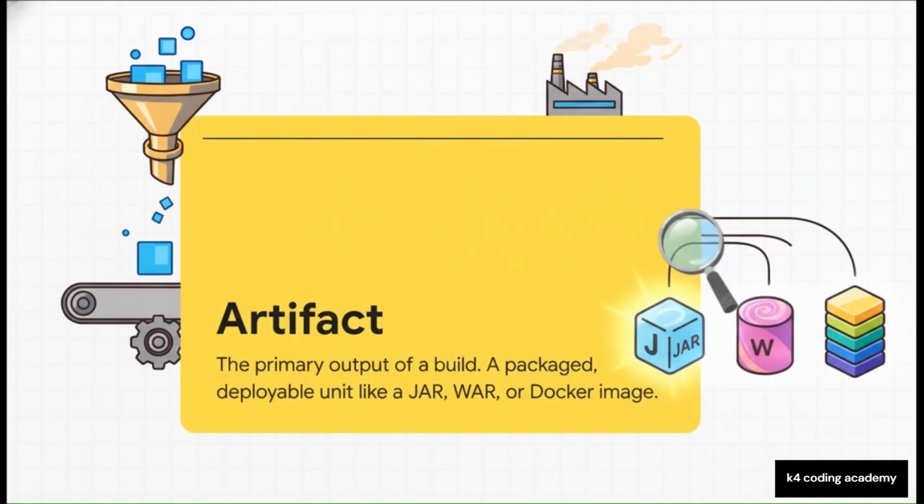So once our build tool has followed its recipe and done its job, the final thing it produces is called an artifact. And that's really the key output here. It's the finished product, the neatly packaged, ready-to-run version of your entire application.